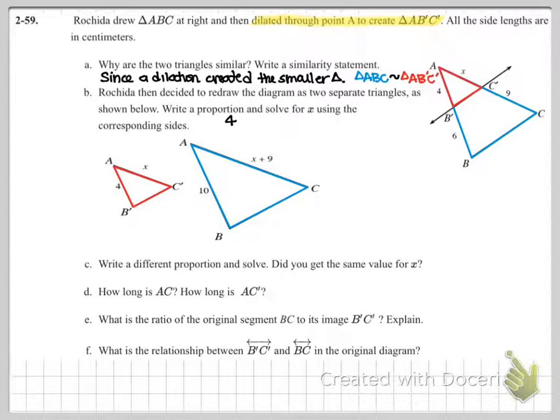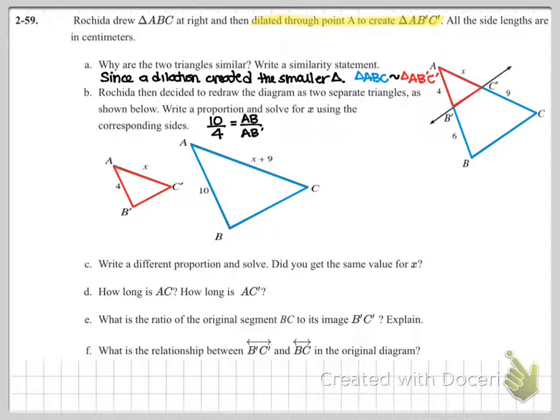Excuse me, A to B was 10. I keep wanting to go small triangle to big triangle. So 10 over 4. Okay, so that is going to be AB over AB prime. What's nice about this ratio that's already set up is there are no variables in this. I'm going to go ahead and set up the other ratios as well.